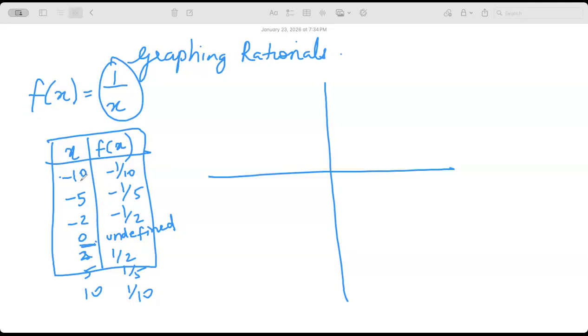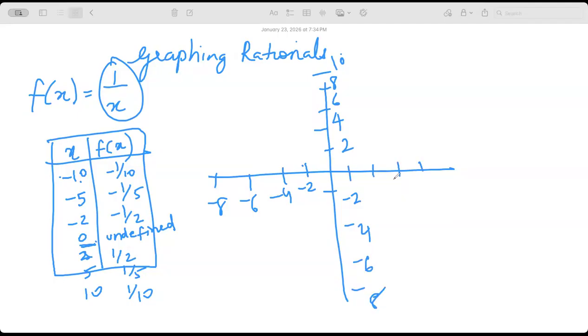So now, first let me see. Here you have minus 2, minus 4, minus 6, minus 8, let's say. Then 2, 4, 6, 8, 10. This is minus 2, minus 4, minus 6, minus 8. Here as well, 2, 4, 6, 8. Now I'm going to plot and show you how the parent rational function appears on a graph.